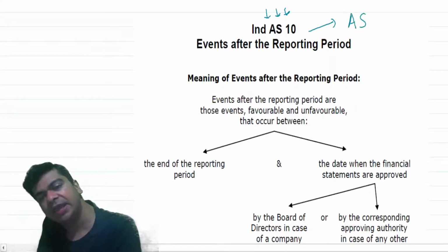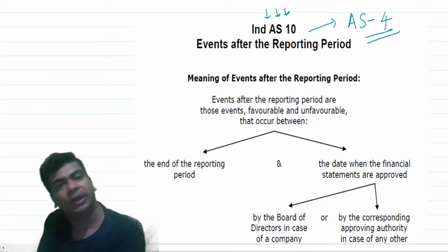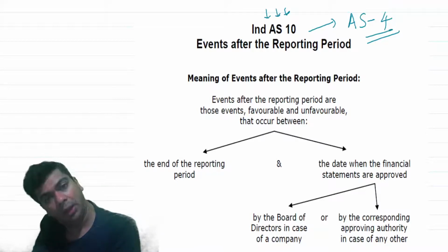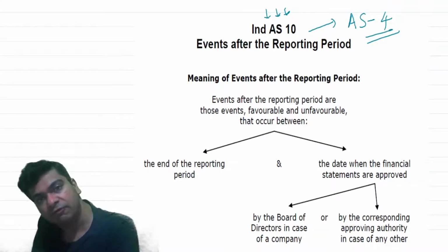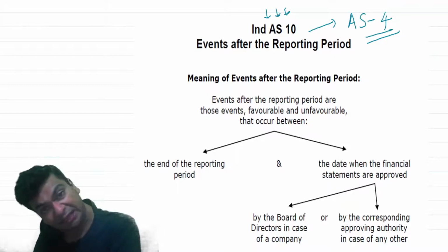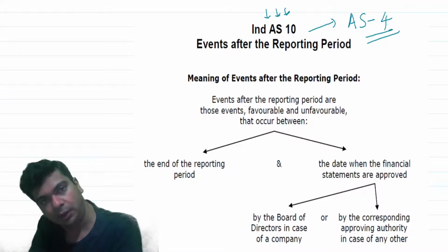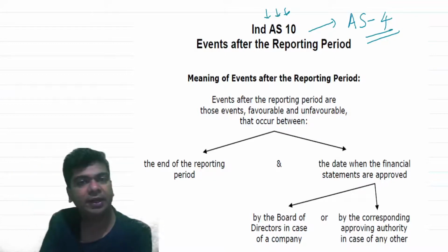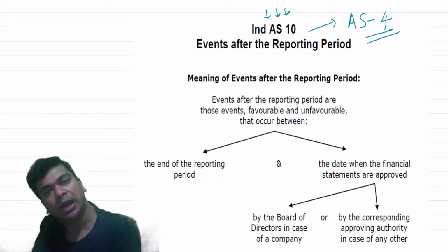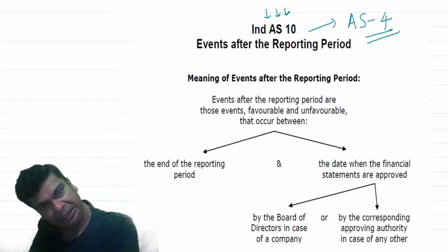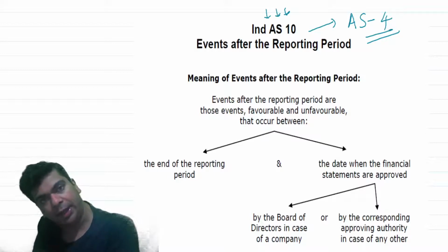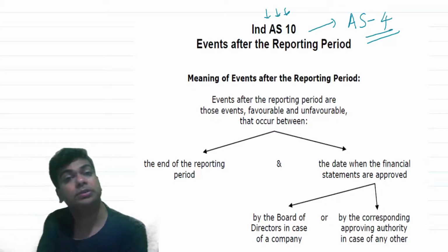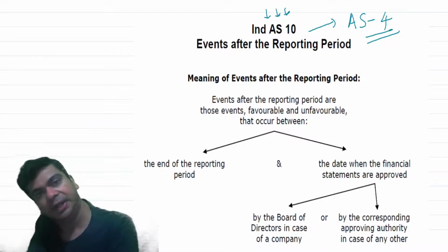There is no way in which you will not be reminded of Accounting Standard 4. Let's be honest, the moment I read the title events after the reporting period, it will immediately make me recall Accounting Standard 4. AS 4 title is contingencies and events occurring after the balance sheet date. Our Accounting Standard 4 deals with contingencies. Here, as you can see in Ind AS 10, there is no title of contingencies. Under the Ind AS system, contingencies are all covered by Ind AS 37: provisions, contingent liabilities, and contingent assets. Ind AS 10 is covering only that other part which is covered by Accounting Standard 4. AS 4 also deals with events occurring after the balance sheet date.